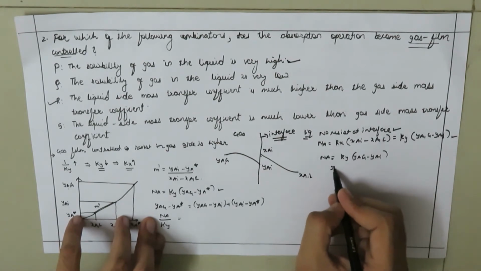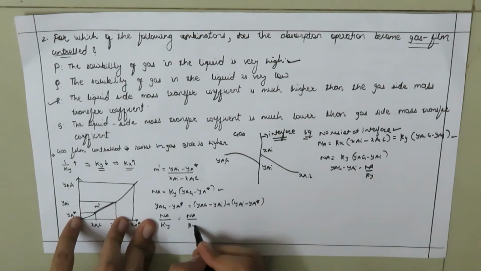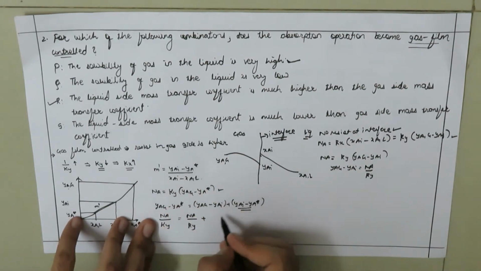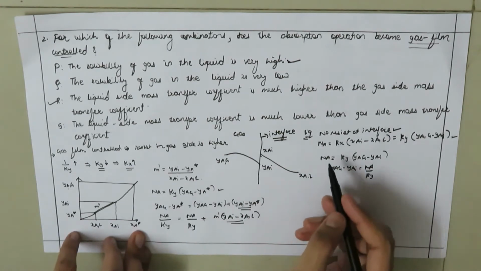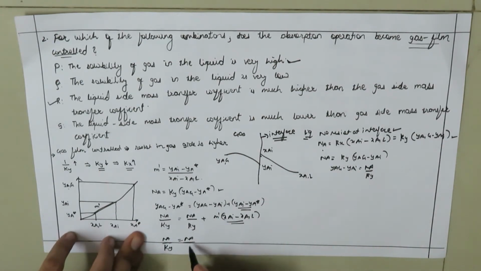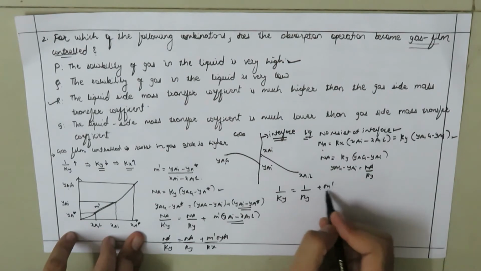So we know that this yAG minus yAi can be written as NA over small KY. So we'll put this value here. So this will be NA over small KY plus this yAi minus yA star can be written as M prime times xAi minus xAL, and we know the value of xAi minus xAL from the two resistance concept. So this is NA over small KX. So this can be written as NA over capital KY is equal to NA over small KY plus M prime upon small KX times NA. So this NA will get cancelled and we are left with 1 over capital KY is equal to 1 over small KY plus M prime over small KX.